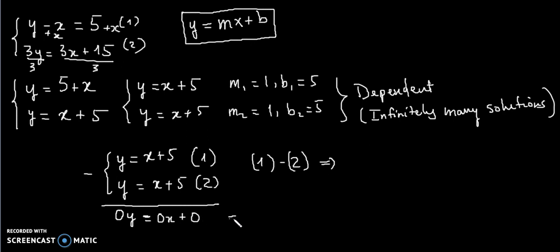And then after that, I would have 0y equal to 0x. Now we know that any number multiplied by 0 equals 0, so it's always true, regardless of the values of x or y.